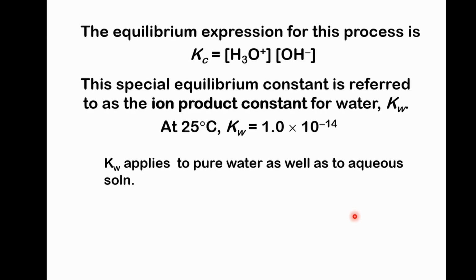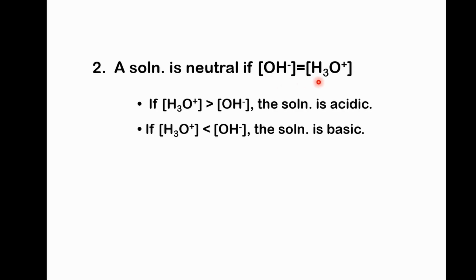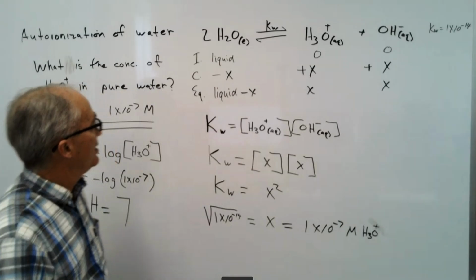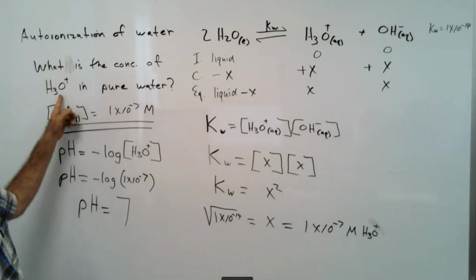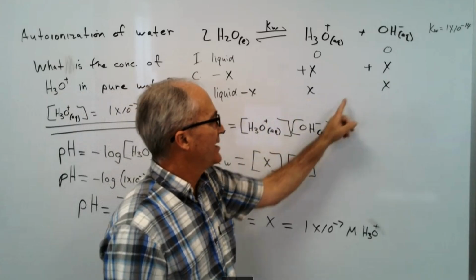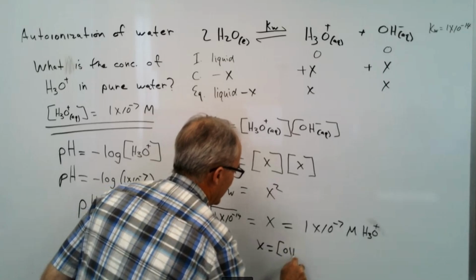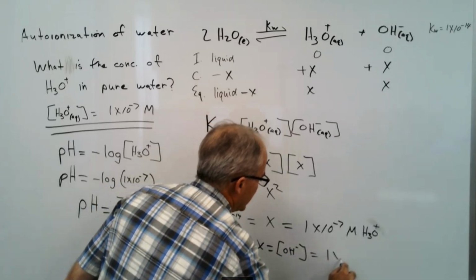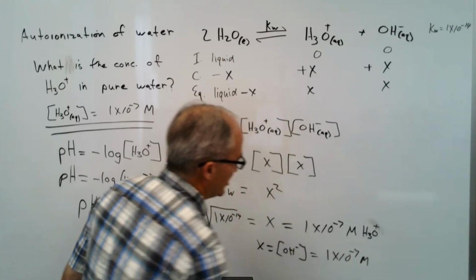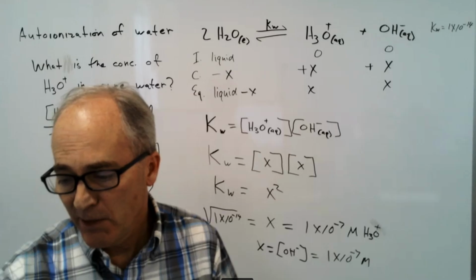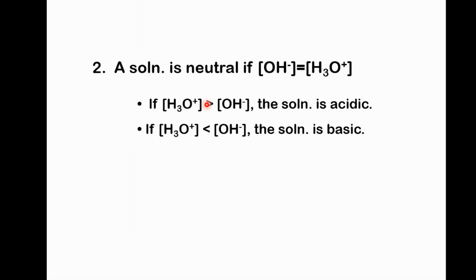So how do we know if a solution is acidic or not? Well, when it's neutral, hydroxide and hydronium equal each other. And notice here, what's the concentration of hydronium in pure water? Our ICE table said it's X, and we solved for X. X also equals hydroxide ion concentration. So when hydroxide and hydronium ion are equal, we have a neutral solution. If we have more hydronium than hydroxide, we say it's acidic. If we have more hydroxide than hydronium, we say it's basic.